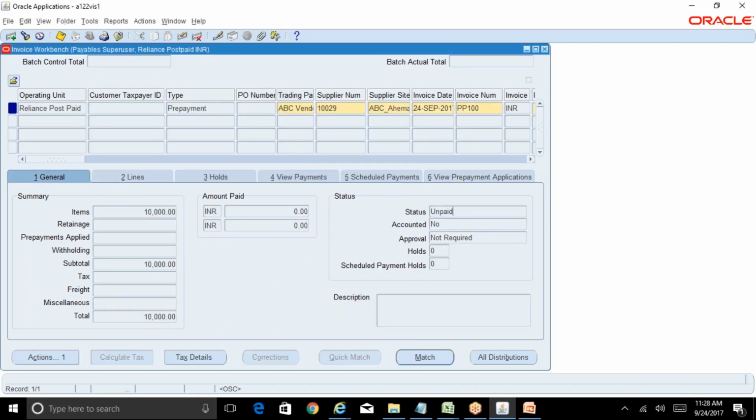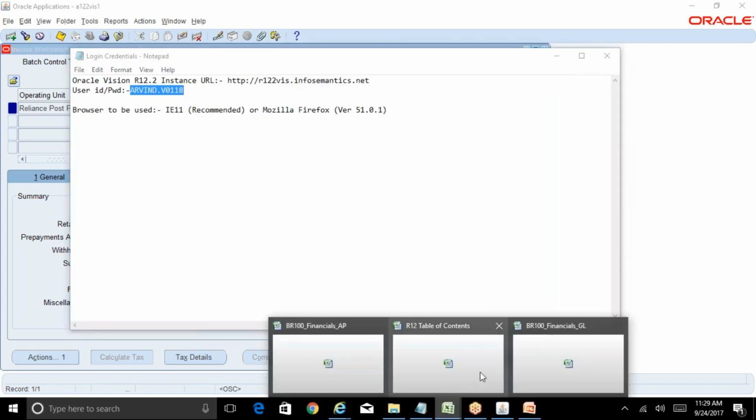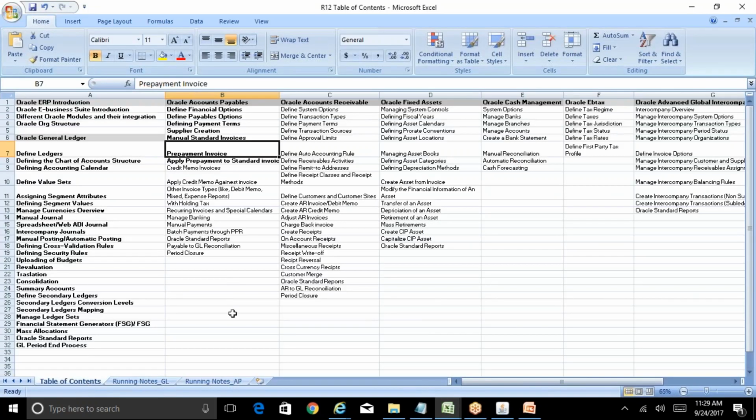In the case of a prepayment, first it is unvalidated and once you validate, the status is unpaid. That means you have created a prepayment invoice, but you have not yet made the advance payment to the vendor. Now you need to make an advance payment to this particular vendor. I think I cannot show that payment now because we need to complete the bank account setup, and for that there are a couple of other things. So instead of prepayment, we will proceed with the other topics at least today.